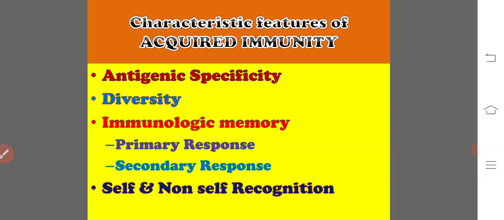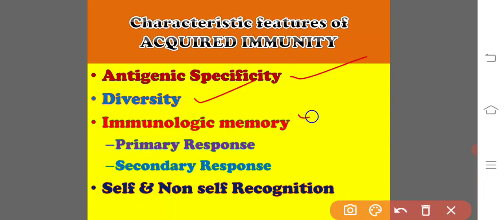There are certain characteristic features of the acquired immunity. There are four main characteristic features, namely antigenic specificity, diversity, immunological memory in the form of primary response and secondary response, and the fourth one is self and non-self recognition. Let us see one by one.